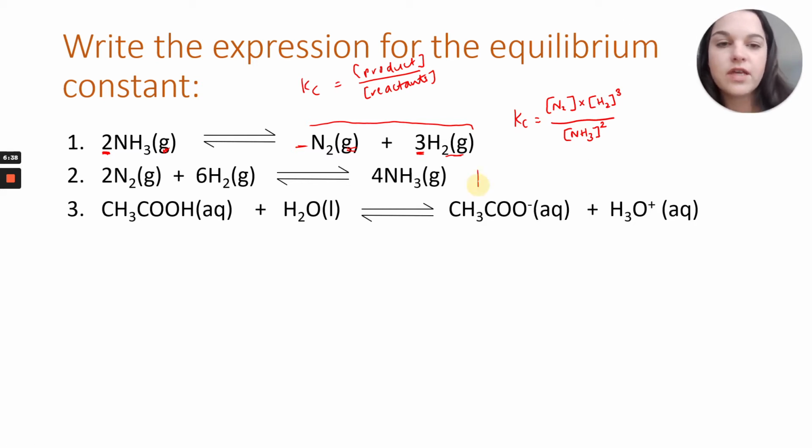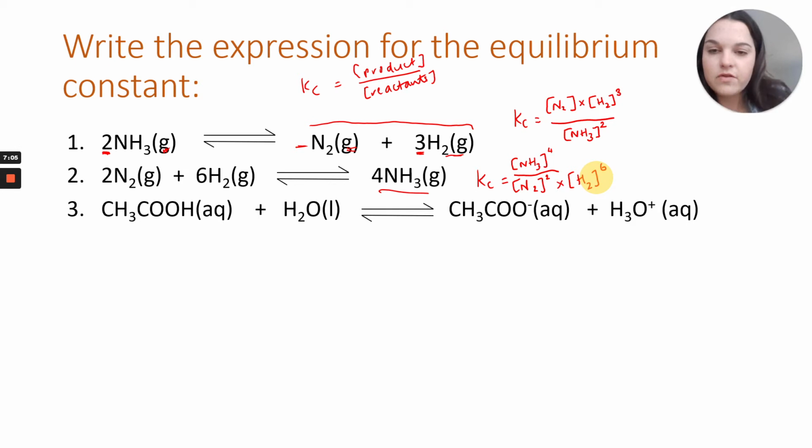Okay, so I've got Kc, again, products we're looking at first. Here's my products. Concentration of NH3, and there's 4 moles of that, so to the power of 4. Over, I've got N2, I've got 2 moles of that one, so squared, times H2, and I've got 6 moles of that one, so to the power of 6 for that one there.